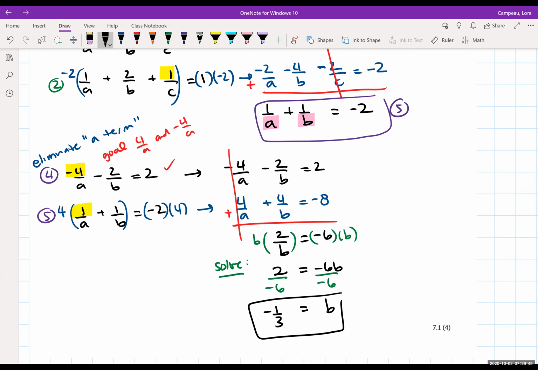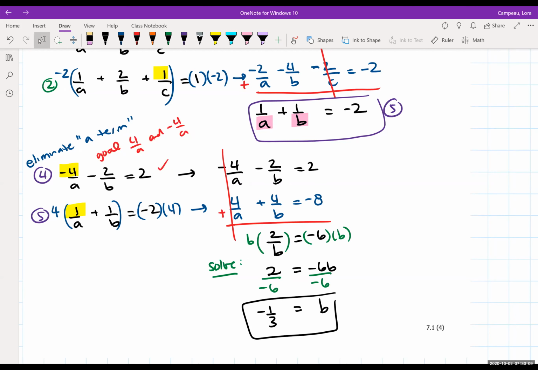So now what I can do, there's more than one way to approach this. If you wanted to, you could perform elimination again, and this time eliminate the b term, and you could solve it, or you can plug in negative 1/3 into the particular equation. I don't really like performing elimination too much. So I may plug in negative 1/3 into one of my equations. And the equation that looks a little bit more friendly to me is the 1 over a plus 1 over b.